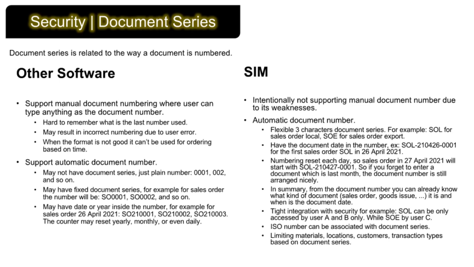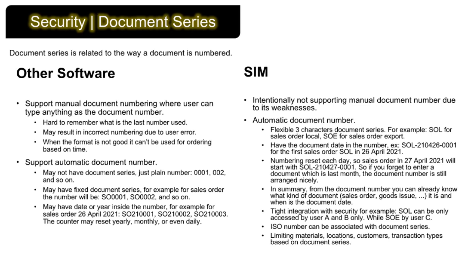SIM document number is 15 characters in length. It starts with a 3-character document series, a dash, a 6-digit date, a dash, and a 4-digit counter. The 6-digit date is in 2-digit year, 2-digit month, and 2-digit day format. The 4-digit counter is reset each day.